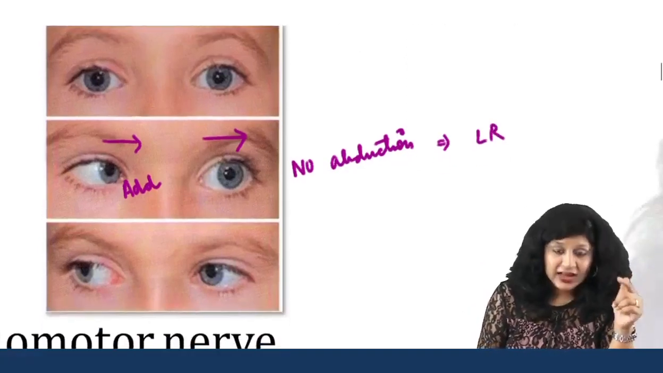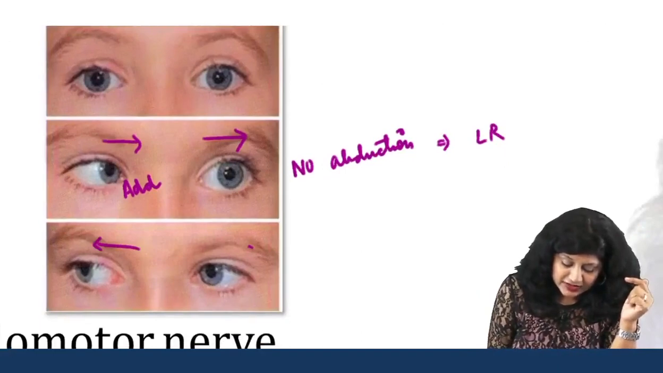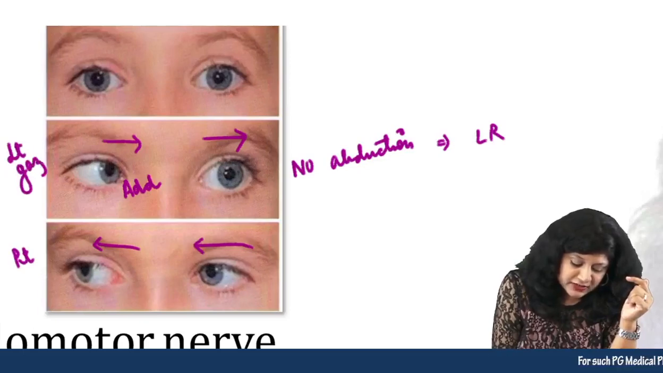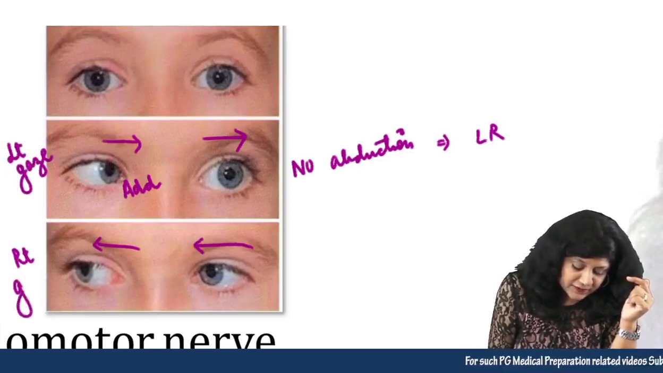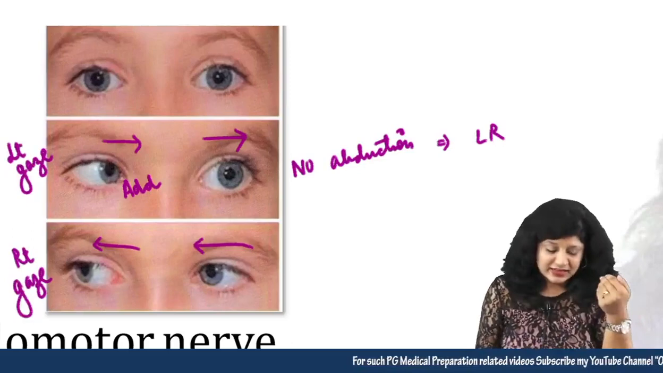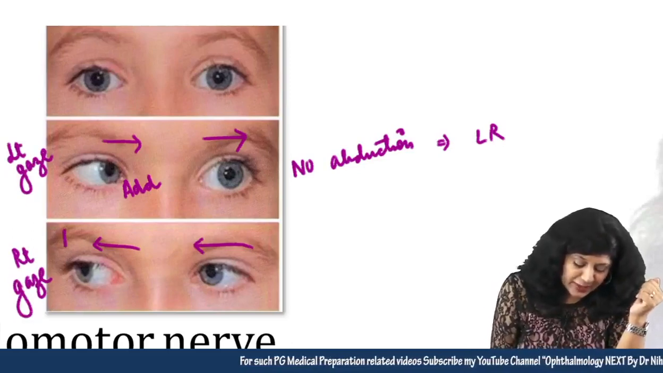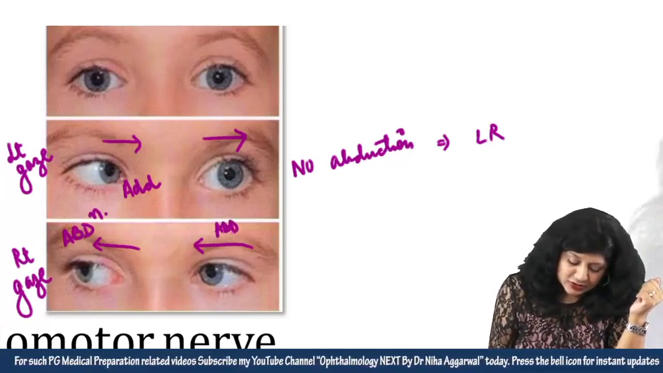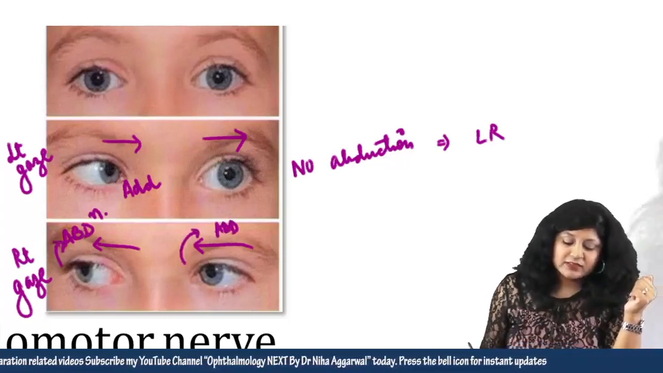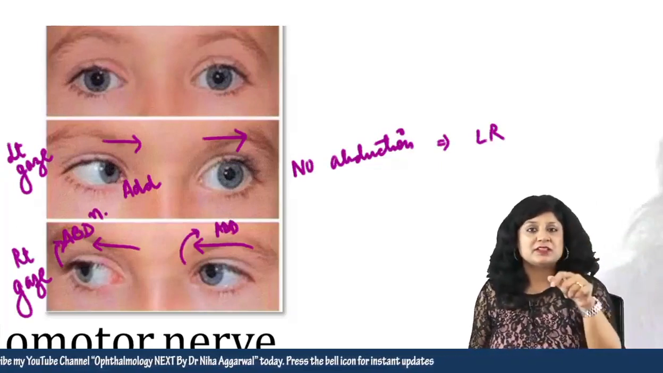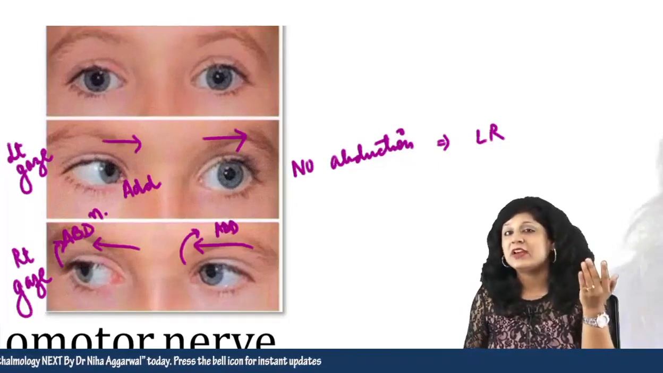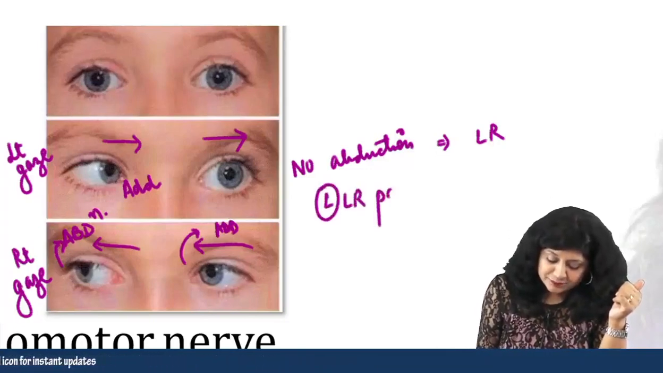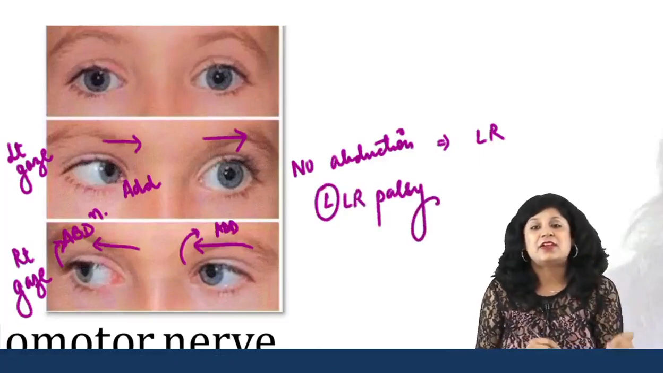Now if you see the other picture, when the patient is trying to see in the right gaze, this was your left gaze and this is your right gaze. When the person is trying to see in the right gaze, the right eye is abducting. So there is normal abduction and it is also showing adduction. So there is normal adduction also. That means the only problem the person is facing is looking laterally in the left eye. So that means there is a left lateral rectus palsy.